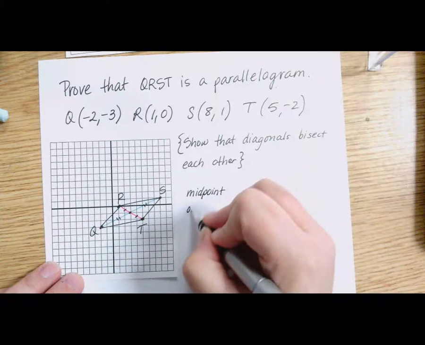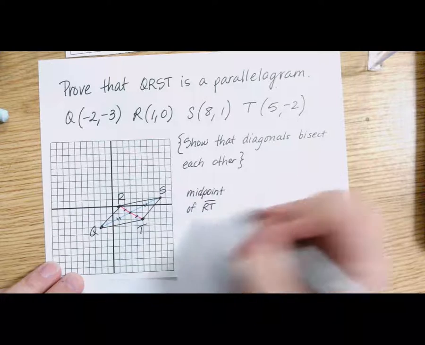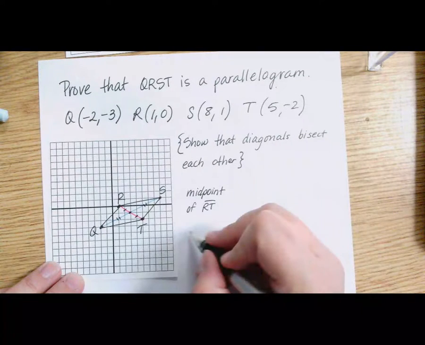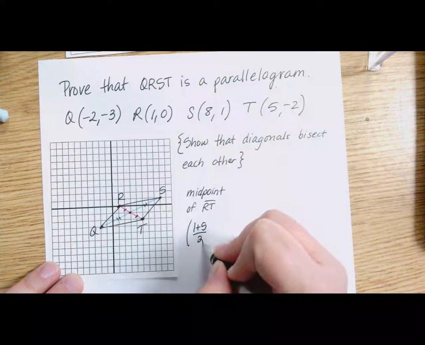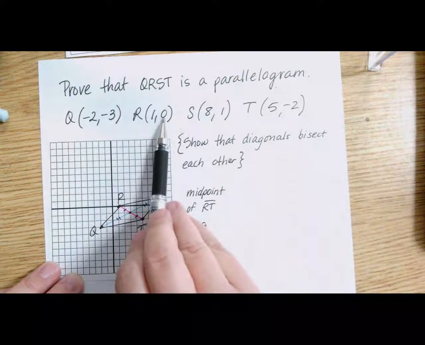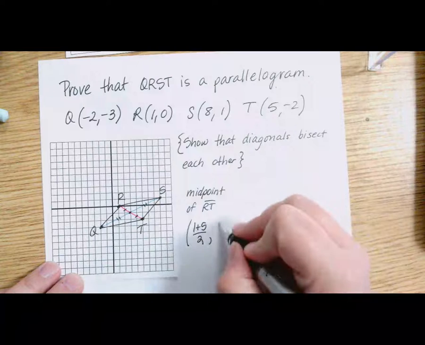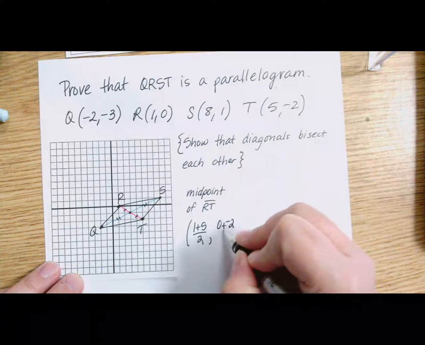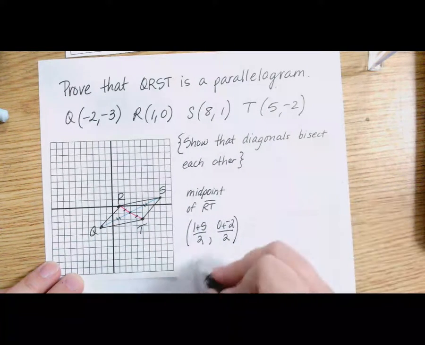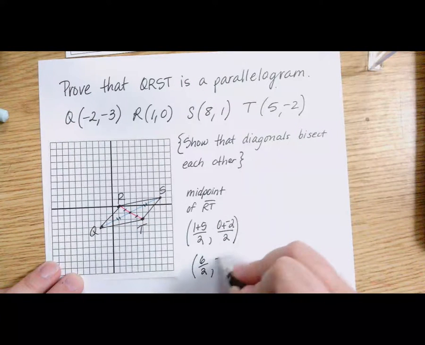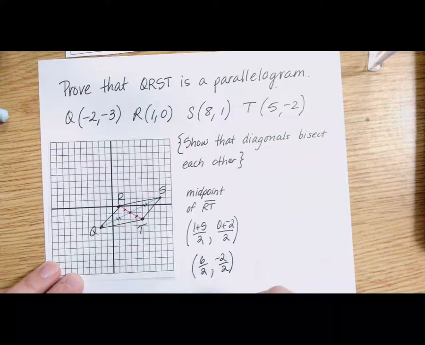Okay, midpoint of RT. Remember, midpoint formula is the average of the two x's, so we add together and divide by 2. 1 + 5 / 2. Then the average of the two y's, so we add those together and divide by 2. And 1 + 5 is 6. 0 + -2 is -2. And this is the point 3, -1, just as we suspected.